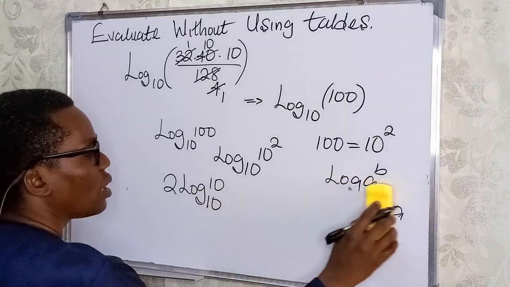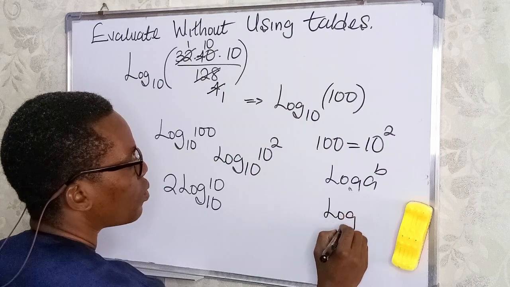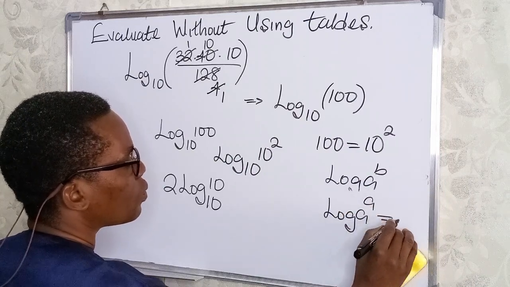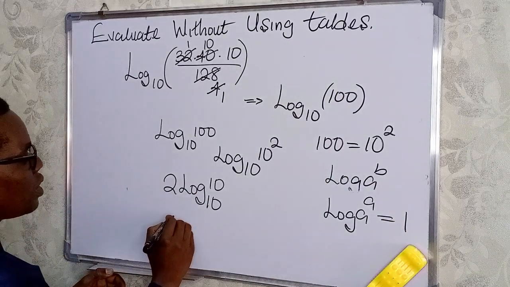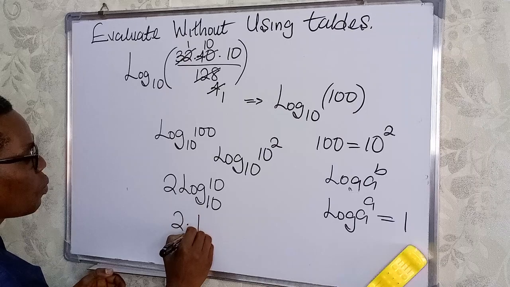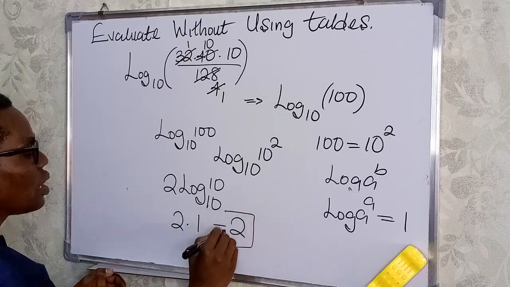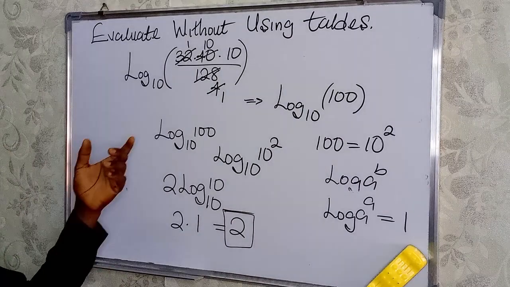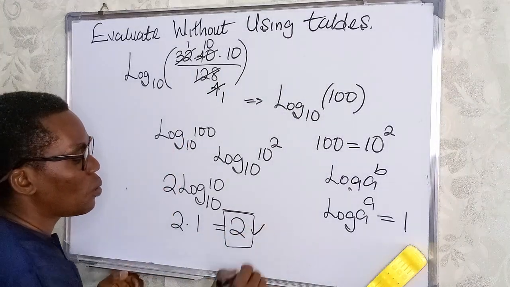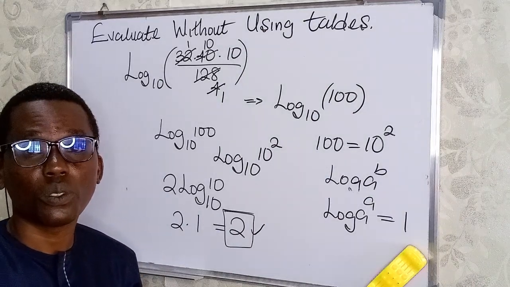Now if we simplify this, log of a base a is simply equal to 1. So if this gives me 1, this will give me 2 multiplied by 1, and that will be equal to 2. So you see, the solution to that whole question is 2. And that is the answer to the question that was given to us.